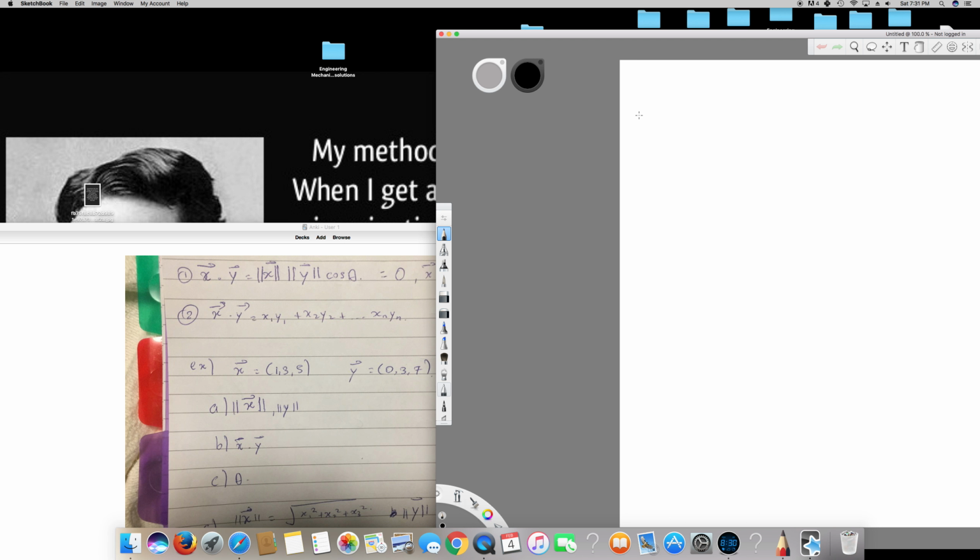So second equation says what? X dot y is equal to x1 y1, x2 y2 and x3 y3, right? So x1 means 1 times 0, plus 3 times 3, plus 5 times 7. So 1 times 0 is 0, 3 times 3 is 9, 7 times 5 is 35. 35 plus 9 is going to be 44. That's our answer.